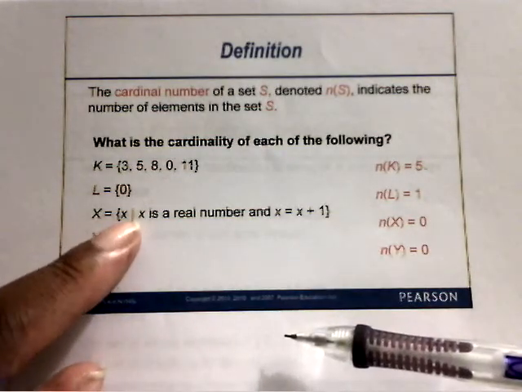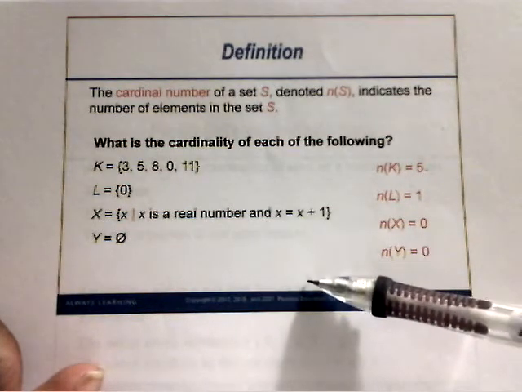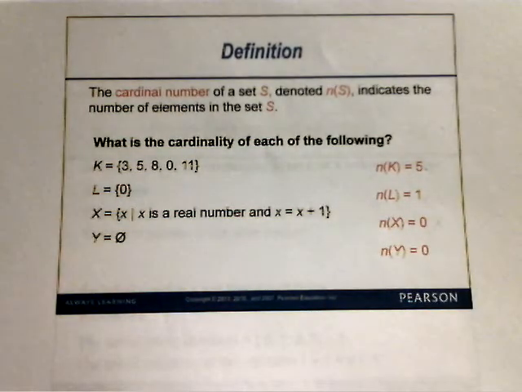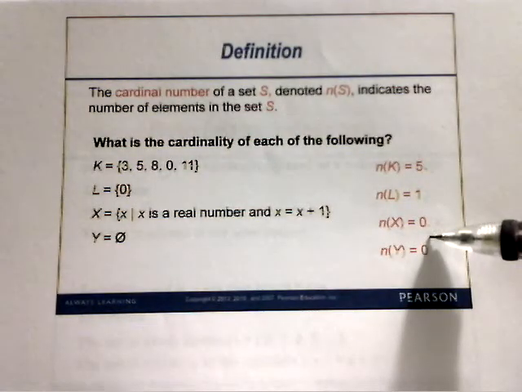X is the set of all x such that x is a real number and x is equal to x plus 1. That would be 0, because the way this is set up, x has to be equal to the number itself plus 1. That's not going to happen, because if you take x equals 1, then you got 1 plus 1, which is 2. 2 is not equal to 1. So the number of elements for set X will be 0.